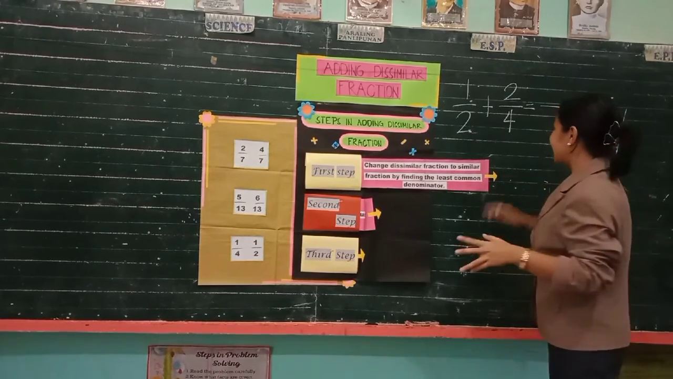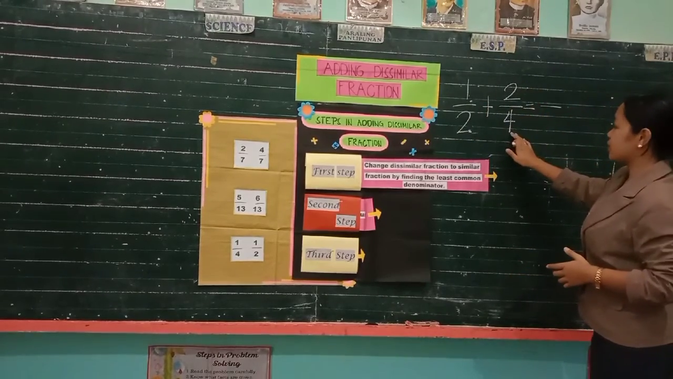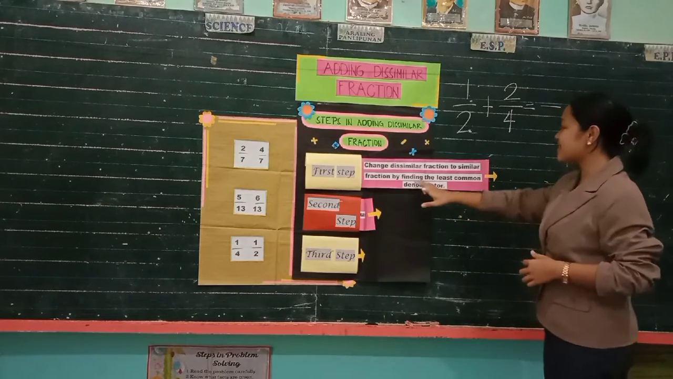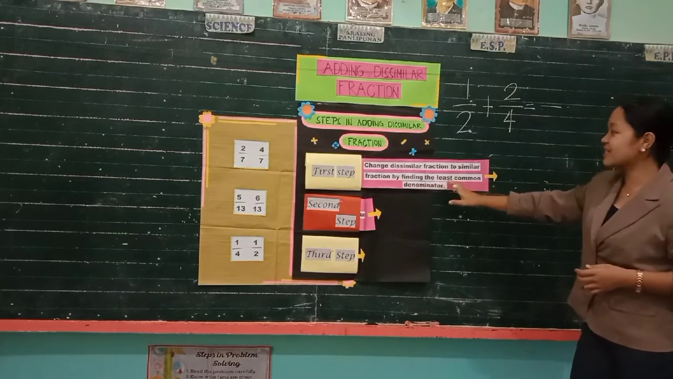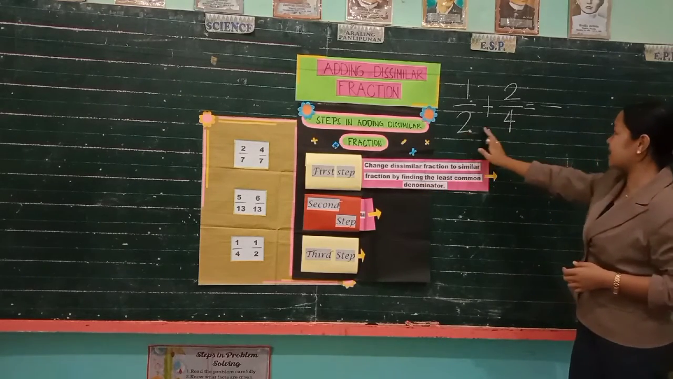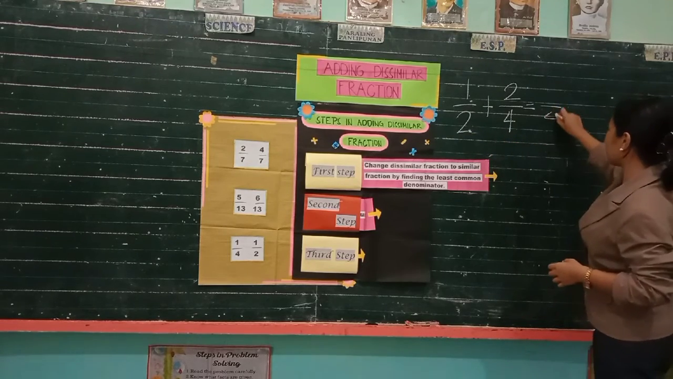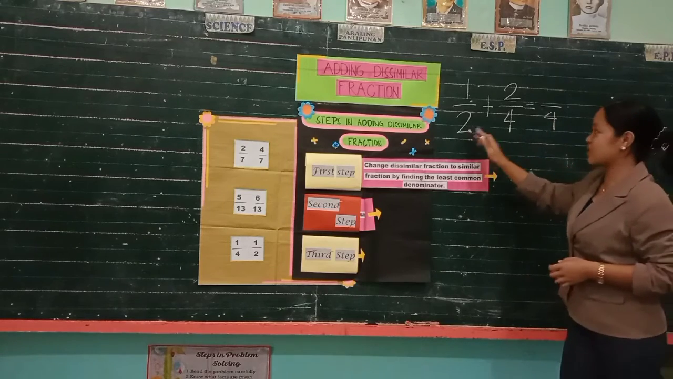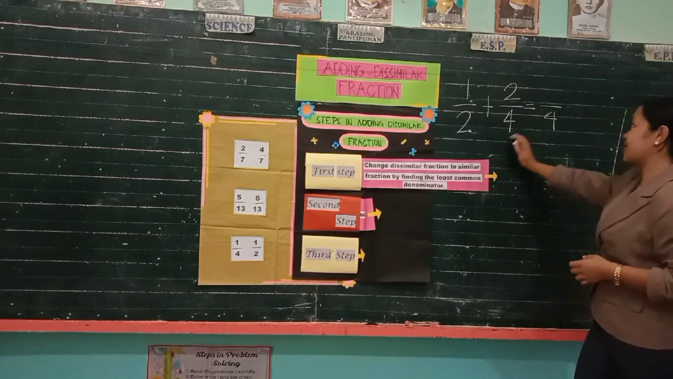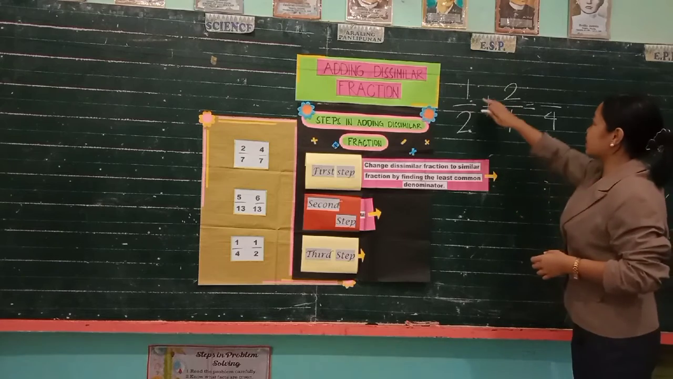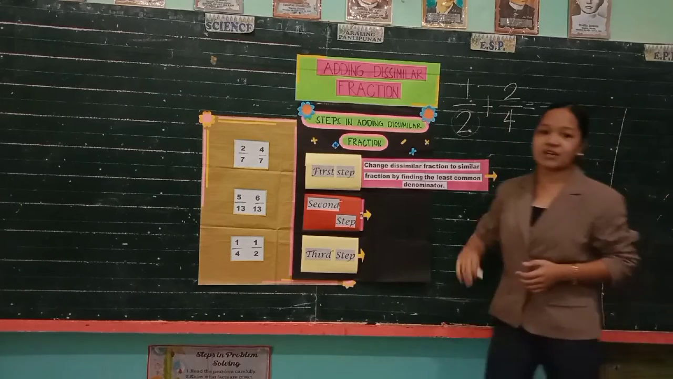Let's have an example. 1/2 plus 2/4. So what are we going to do? Let us find the least common denominator, or the LCD. What is the LCD between 2 and 4? Yes, it is 4, because 2 times 2 is equals to 4. Alright. So, what are you going to do in the numerator? What is the next step in adding similar fractions?